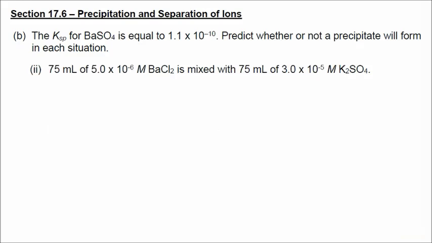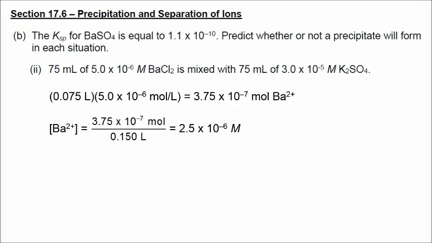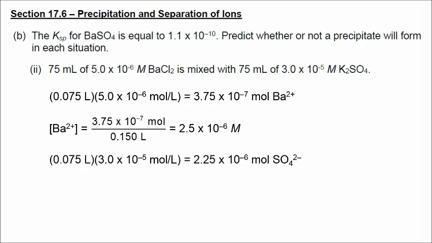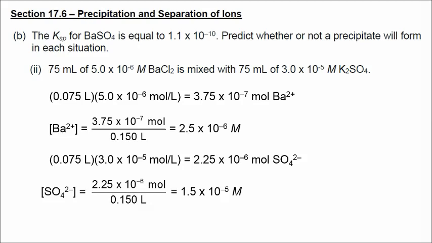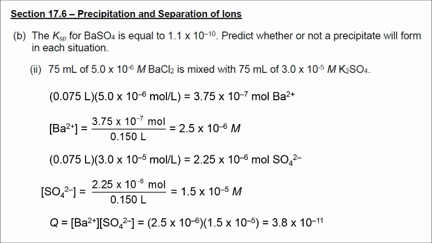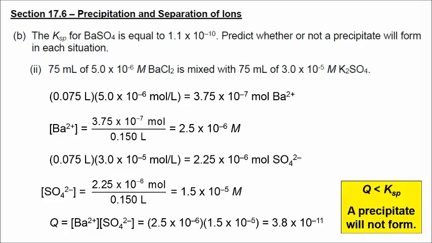In our next example, we're mixing barium chloride and potassium sulfate again. We have different numbers, different concentrations. Our concentration of barium in the final solution is 2.5 times 10 to the negative 6, and our concentration of sulfate in the final solution is 1.5 times 10 to the negative 5. Plugging those numbers into the Q expression, we get 3.8 times 10 to the negative 11. Now that value for Q is less than the value of KSP, so in this situation, a precipitate will not form.